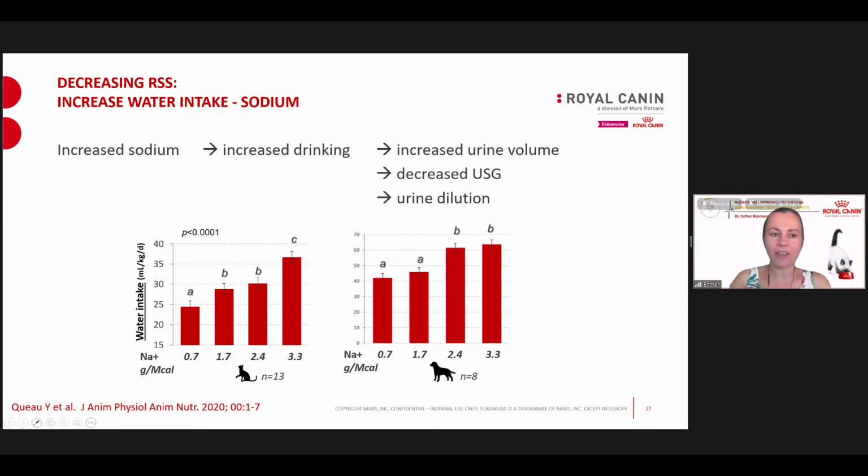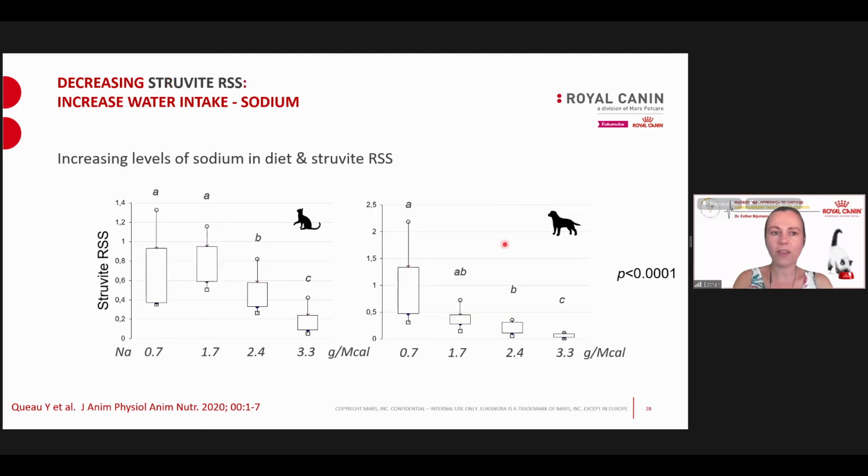And on this slide, you can see a recent publication from 2020. And what you can see is that with an increasing sodium content in the diet, going from 0.7 grams per mcal to 3.3 grams per mcal, both in dogs and cats, you can see a gradual increase in water intake because the animals started drinking more in response. And actually what you could see in response to this increased water intake is that there was a gradual decrease in struvite RSS in both cats and in dogs, and this was statistically significant.